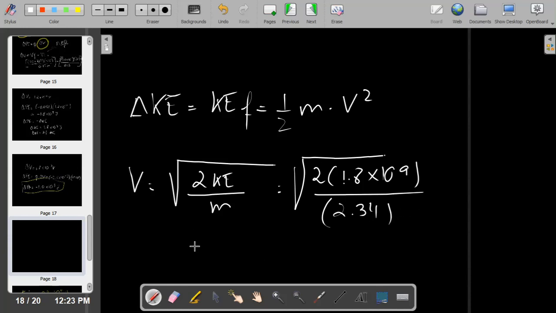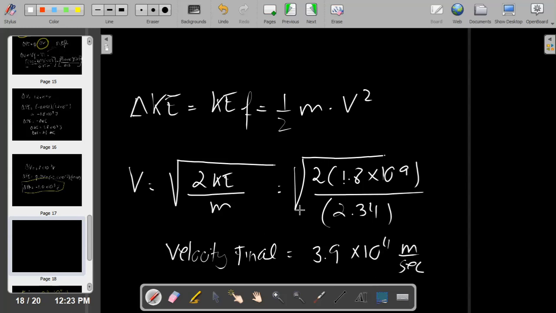Put everything in your calculator and your final velocity should give you a value of 3.9 times 10 to the 4 meters per second. Remember that you need to put units in your values. And I'm going to put a square around it in yellow. Okay, so this completes example number 3.